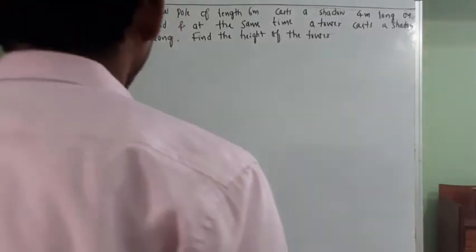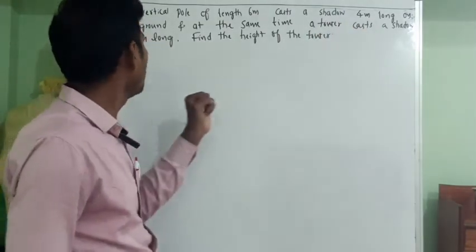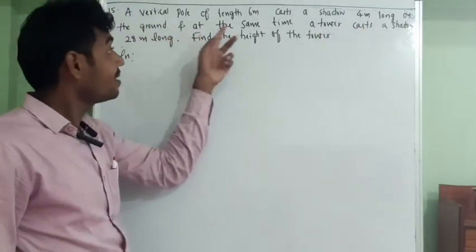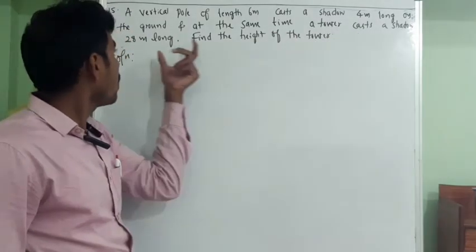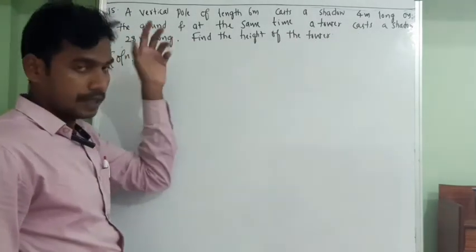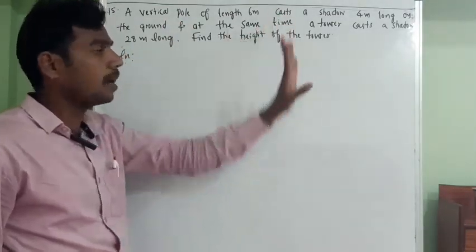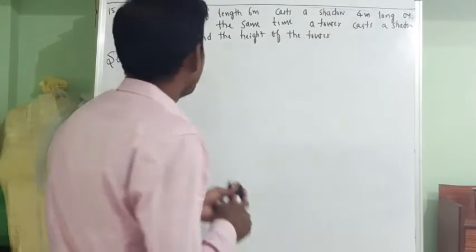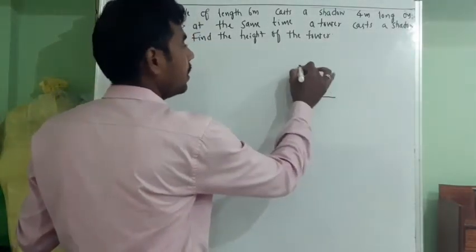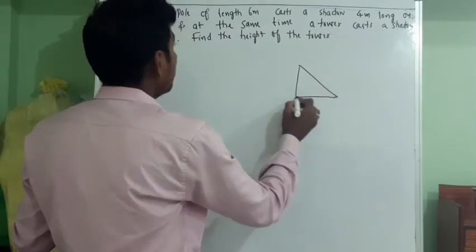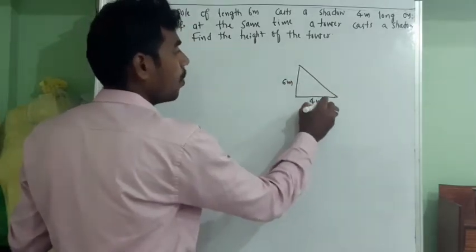Fifteenth question. A vertical pole of length 6 meter casts a shadow of 4 meter long on the ground, and at the same time a tower casts a shadow of 28 meter long. Find the height of the tower. See, first there is a pole. The pole is standing vertically on the ground, the height of the pole is 6 meter, and it casts a shadow of 4 meter.